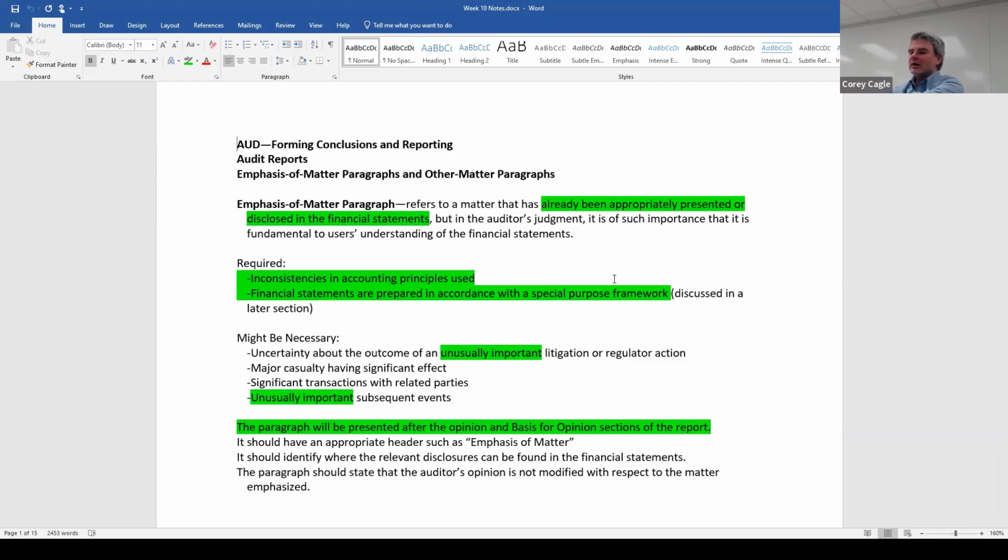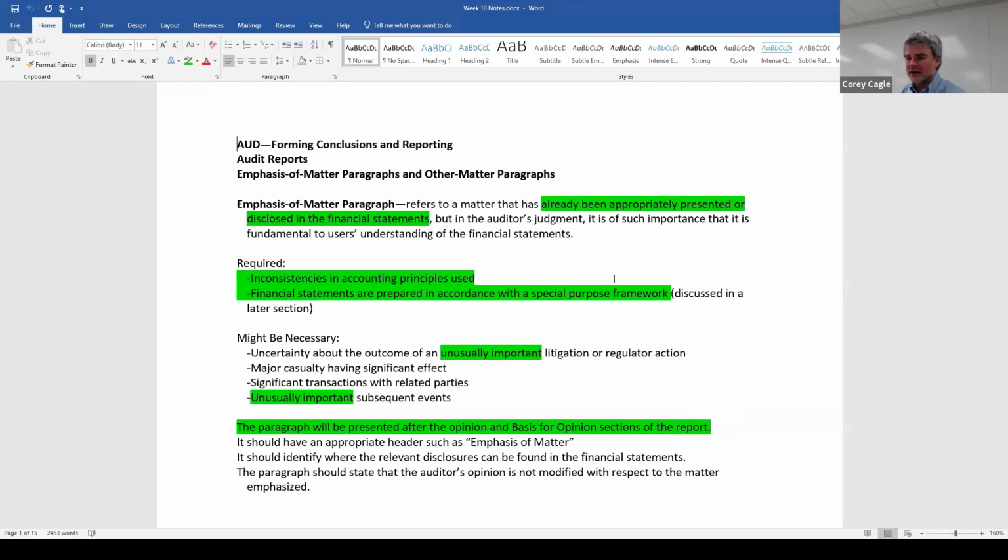It's also required if there's a special purpose framework that the financial statements are prepared in accordance with, and that's also in a later section. So that's two areas that it's required to have an emphasis of matter paragraph. There's other reasons you could include one too. For example, if there is uncertainty about the outcome of, and the key word here is unusually important, event, litigation, or something else.